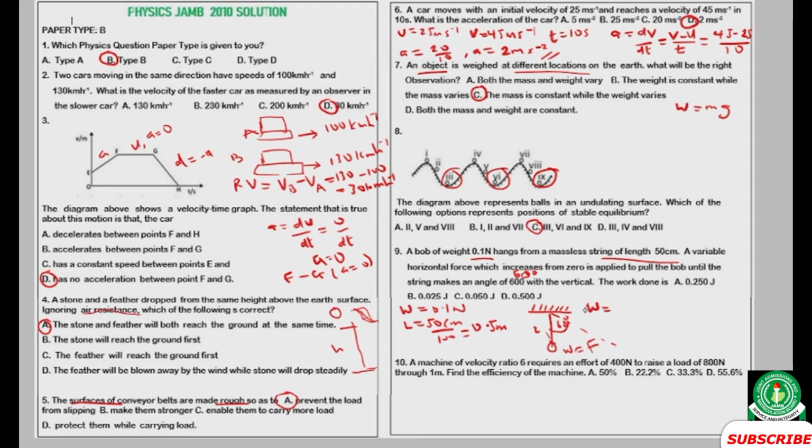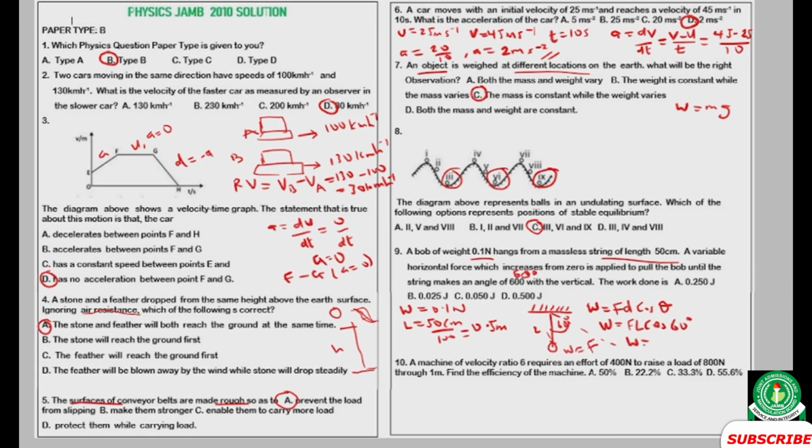Since I'm using W for work done, work done is equal to the force multiplied by the distance, that is the perpendicular distance, cos the angle. This one has an angle, so work done is equal to force times distance cos theta. That is the formula for calculating work done of an object that has an angle. So F multiplied by L cos 60 degrees, because our angle is 60 degrees.